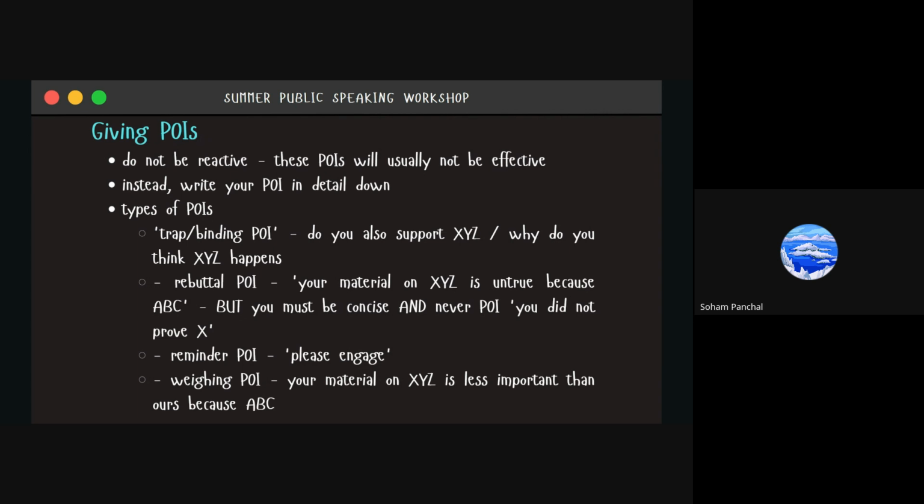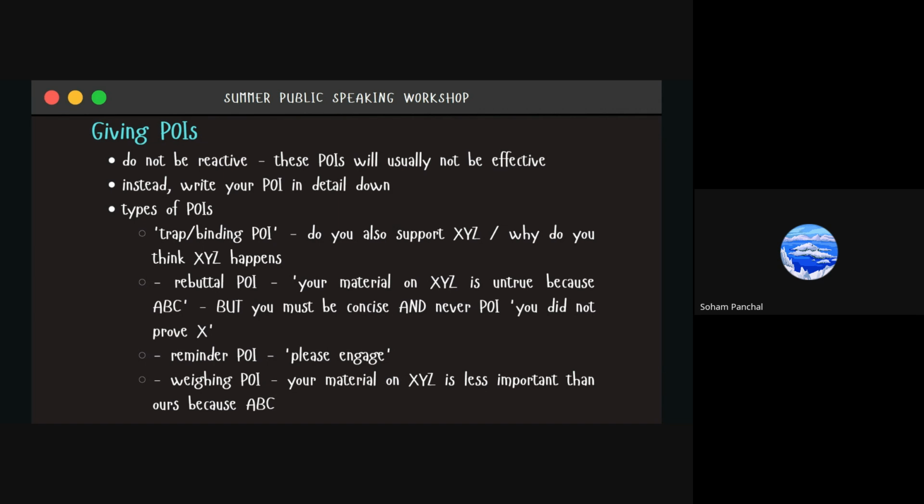Another type is rebuttal POIs. These are rebuttals in the form of POIs: maybe you are saying this, but this is untrue because of this. If you want to put it out as a rebuttal POI, you have to say that your argument is this, but it is untrue because of this. You do not just say that your argument is untrue and finish at that. You have to say because of reasons, then only the POI becomes effective.